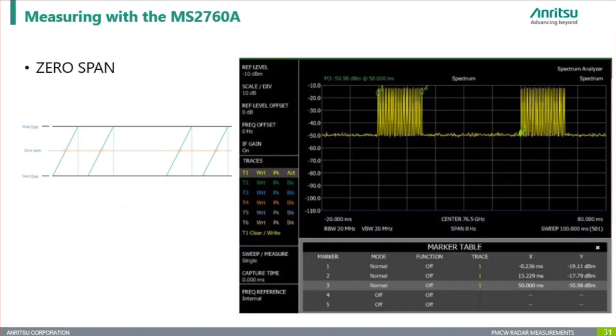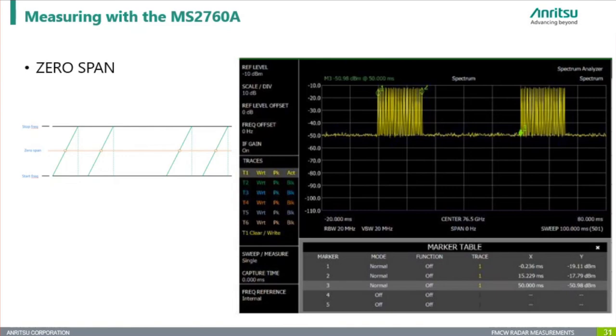As the next step in the radar signal characterization, we utilize the zero span mode on the MS2760A spectrum analyzer to gain deeper insights into the chirp behavior. What does zero span mode do? Zero span mode allows you to observe the time domain behavior of the signal at a specific frequency. Instead of sweeping across a range of frequencies, the analyzer locks onto a single frequency and displays how the signal varies over time. Application in FMCW radar.